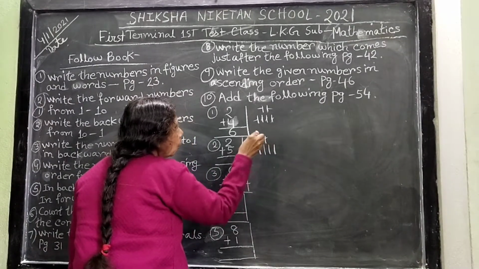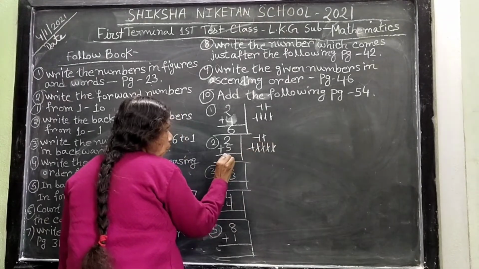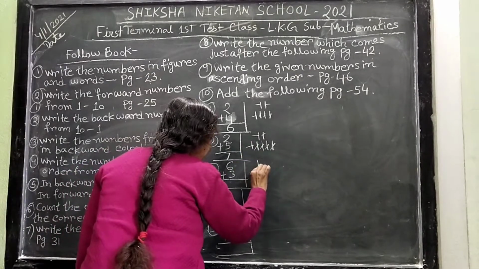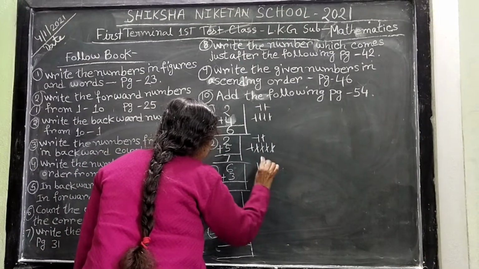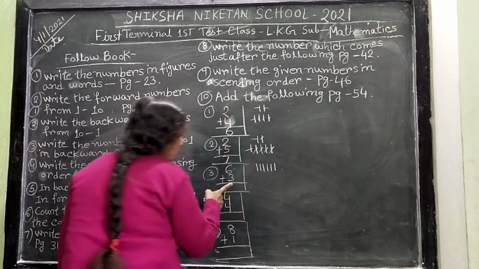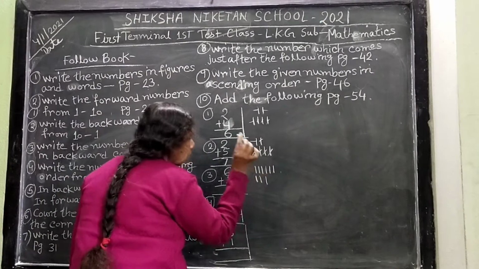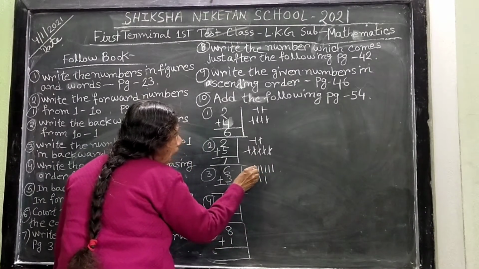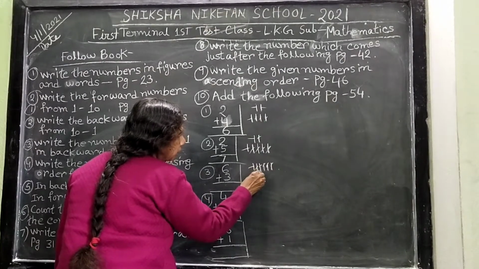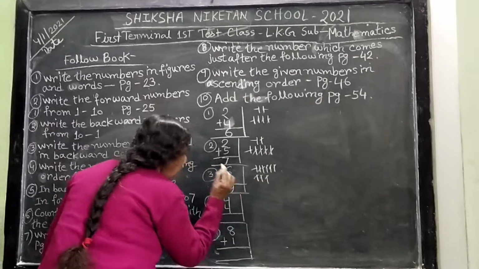Count: one, two, three, four, five, six, seven. So I write here seven. Upper number six: one, two, three, four, five, six. Lower number three: one, two, three. So I count one, two, three, four, five, six, seven, eight, nine. So I write number nine.